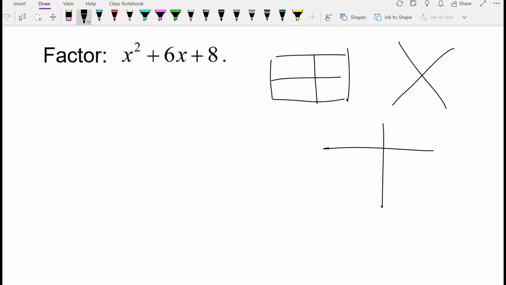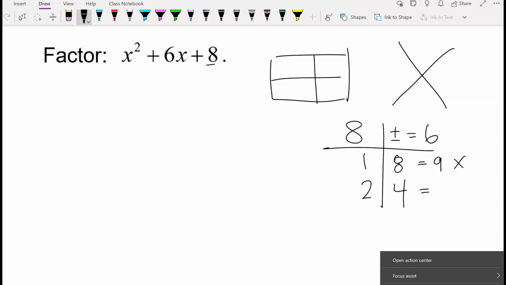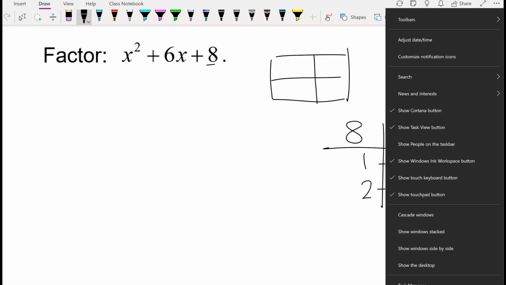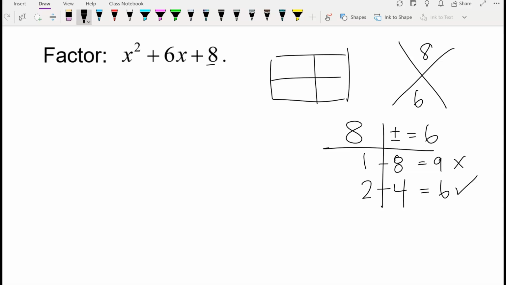So we want factors of 8 that add or subtract to equal 6. So 1 and 8 and 2 and 4. So we look, 1 plus 8 is going to give us 9, so that doesn't work. And then 2 plus 4 is 6. So that one works. So remember in this one, so this is going to be 8 and 6. So this would be 2 and 4.